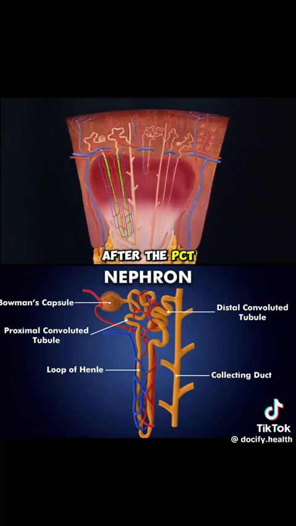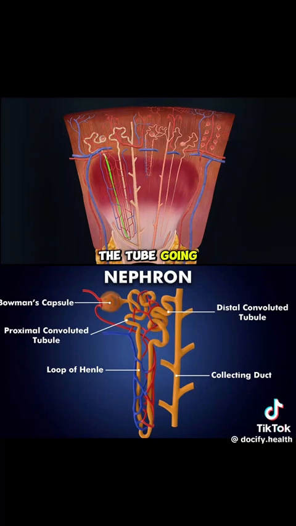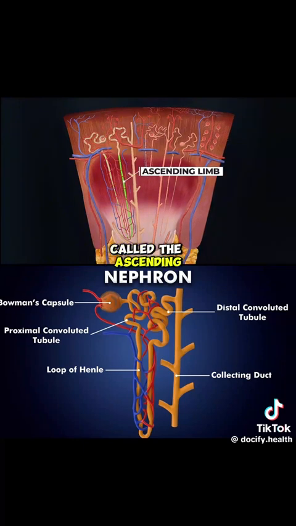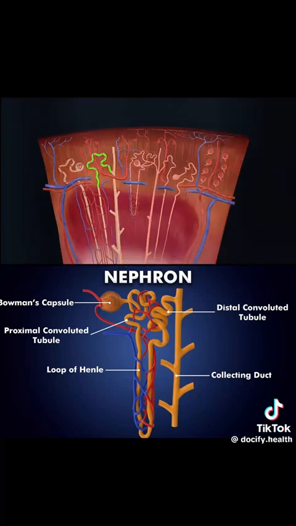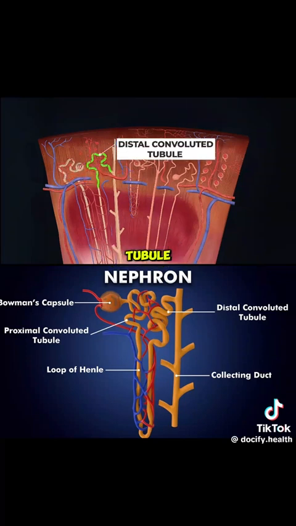After the PCT, the second part of the renal tubule starts. This part is a U-shaped tube present in the medullary region of the kidney, called the loop of Henle. The part of the tube going downwards is called the descending limb, and the part going upwards is called the ascending limb. Next, the third part of the renal tubule starts. This part is again in the cortex region and is called the distal convoluted tubule, in short DCT.